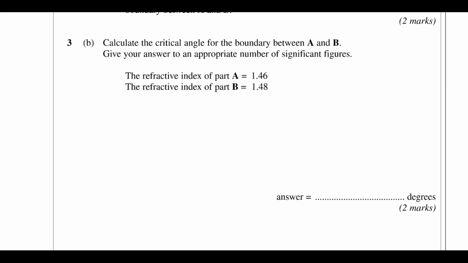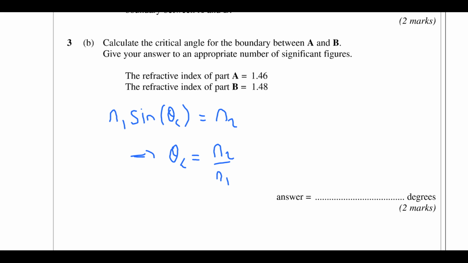Calculate the critical angle for the boundary between A and B. Give your answer to an appropriate number of significant figures. So we've got the 2 refractive indices. So obviously the critical angle is when the angle of refraction is 90 degrees. So N1 sine theta critical is equal to N2, because it's multiplied by sine of 90, which is 1. So the critical angle is N2 over N1, so that's 1.48.